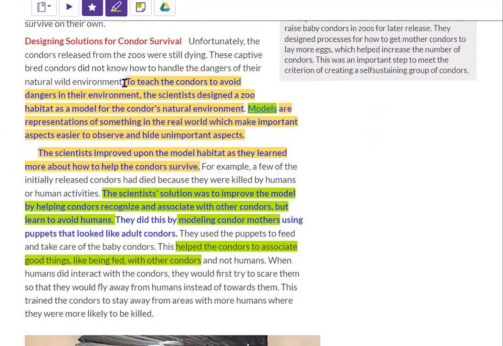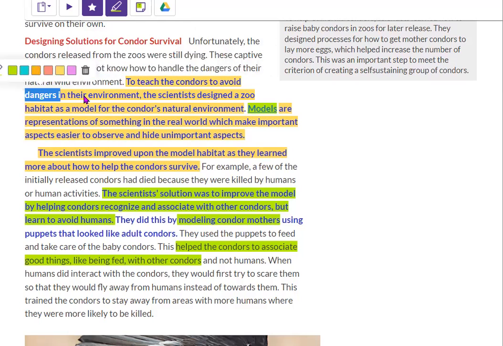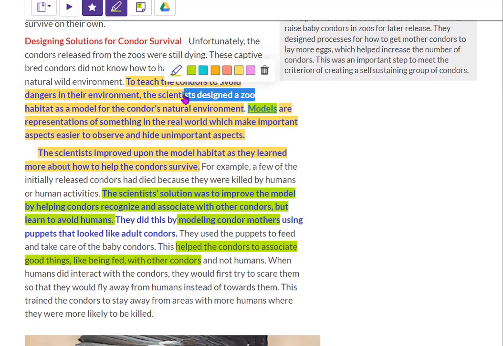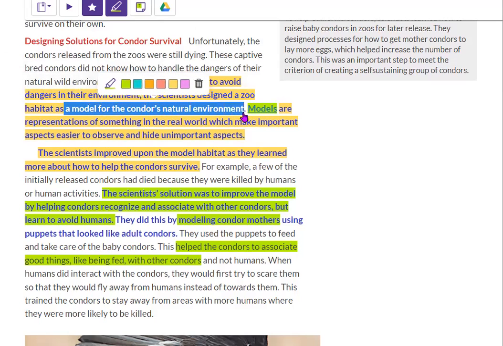And in order to figure out how to teach them how to handle the dangers of the natural wild environment that they would be in, they had to teach the condors how to avoid dangers in the environment, right? And so they designed this zoo, which would act as a model for the condor's natural environment.